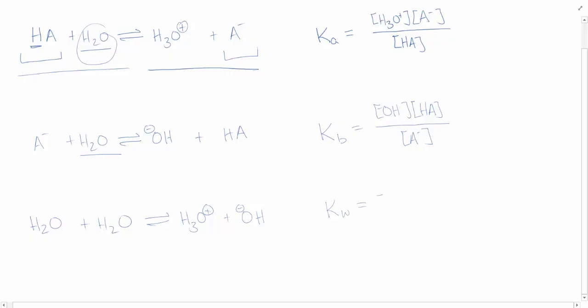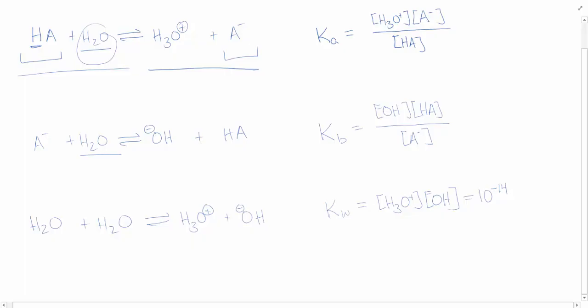So that is equal to the concentration of the products, H3O plus and OH minus, divided by the concentration of the reactants. But both reactants are water, so we don't include them. So here at room temperature, this equilibrium constant has a value of 10 to the power of negative 14.